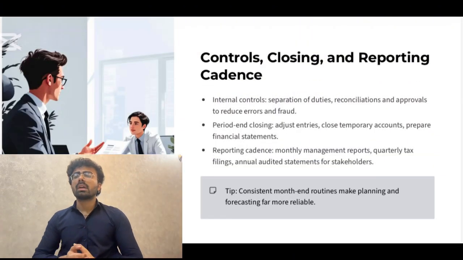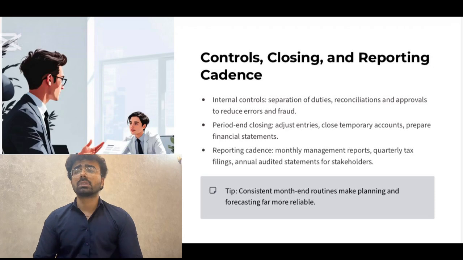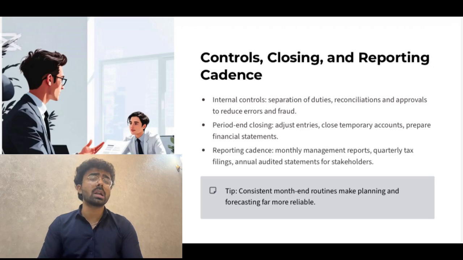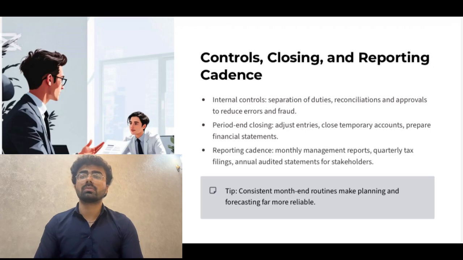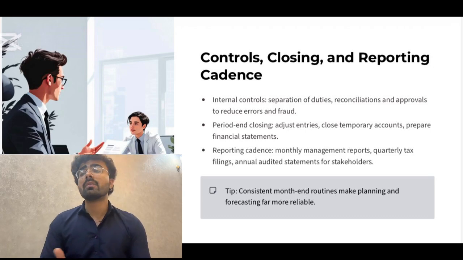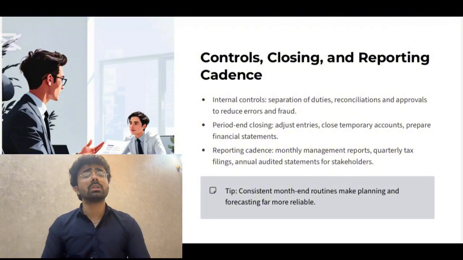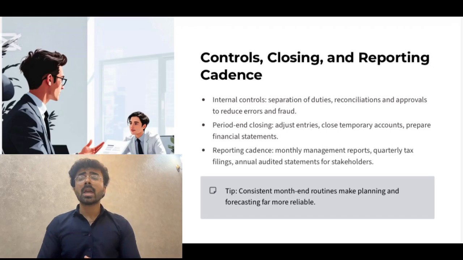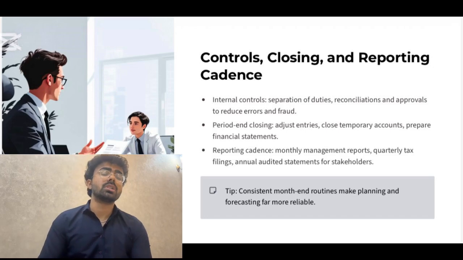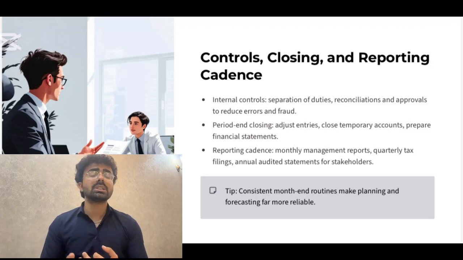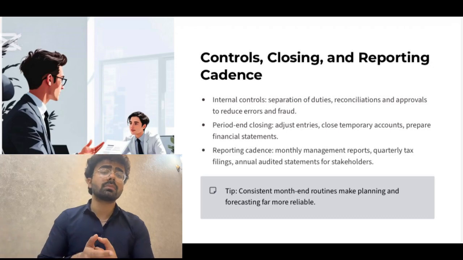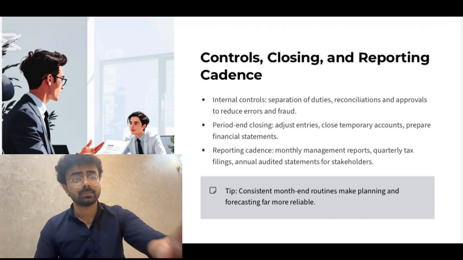To make accounting reliable, businesses follow certain practices. They use internal controls like separating duties and approvals to reduce fraud and errors. At the end of each period, they perform closing procedures and they follow a reporting schedule in which monthly reports for management are reported to the superior management. Quarterly tax filings are done to the tax department, and annual financial statements are prepared, which include the income statement, balance sheet, and cash flow statement. Consistency here is key for planning and growth.